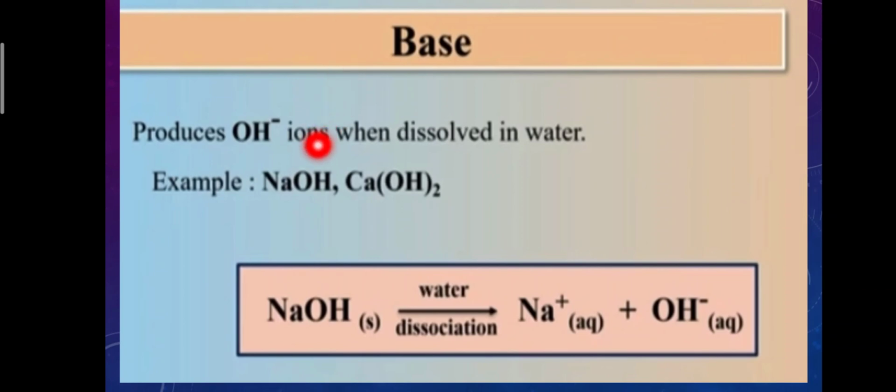Base. Bases produce OH negative ions when dissolved in water. For example, NaOH, Ca(OH)2. NaOH is sodium hydroxide, Ca(OH)2 is calcium hydroxide. When NaOH dissolves in water, a process of dissociation takes place and a molecule of NaOH dissociates into Na positive and OH negative ion.